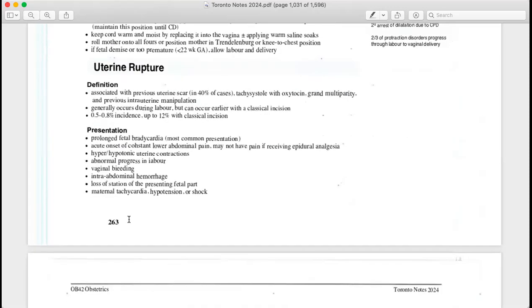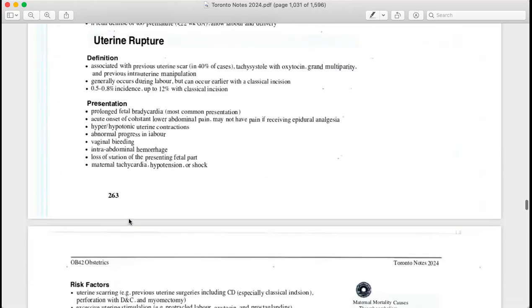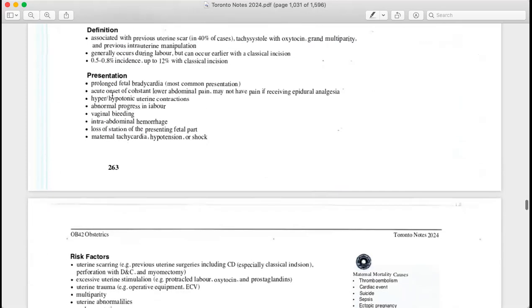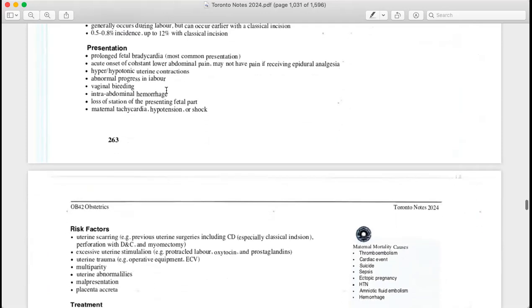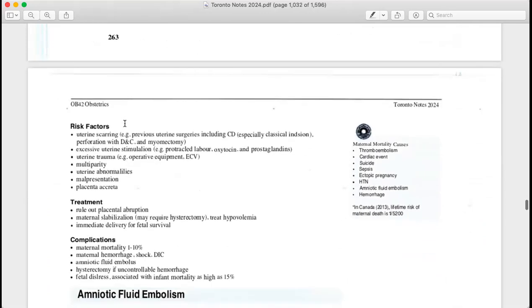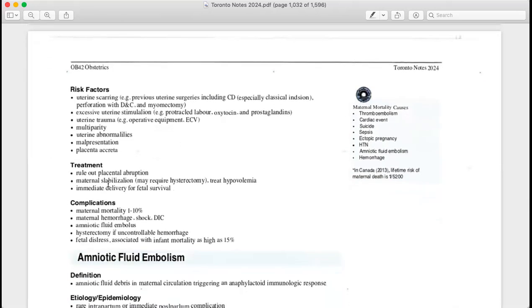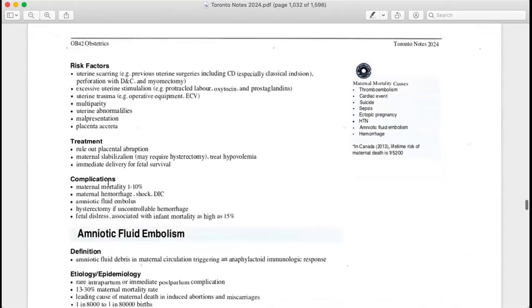Coming to the uterine rupture, this is also one of the most important topics of obstetrics. What are the presentations? Prolonged fetal bradycardia, acute onset of constant lower abdominal pain, hypertonia, uterine contraction, abnormal progress of labor, vaginal bleeding, and then hemorrhage, loss of station, maternal tachycardia. Uterine scarring is a risk factor, stimulation, trauma, multiparity, malpresentation, and then accreta. Rule out the abruption and then go for the rupture.